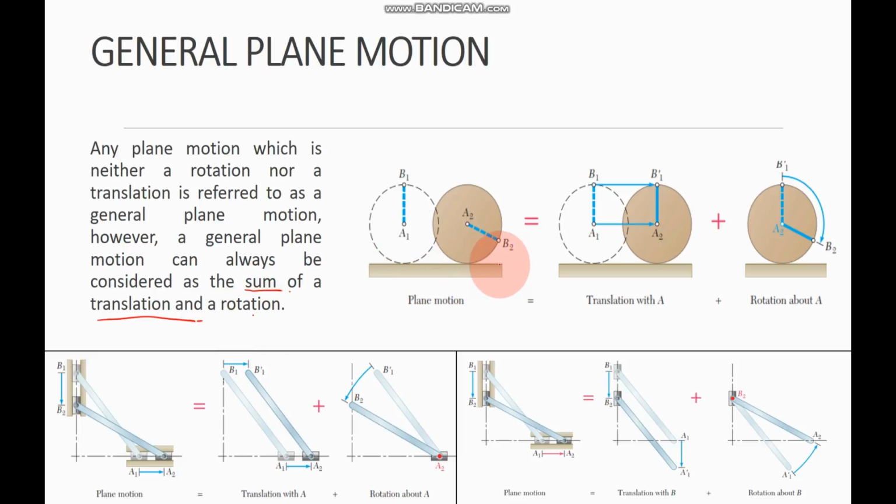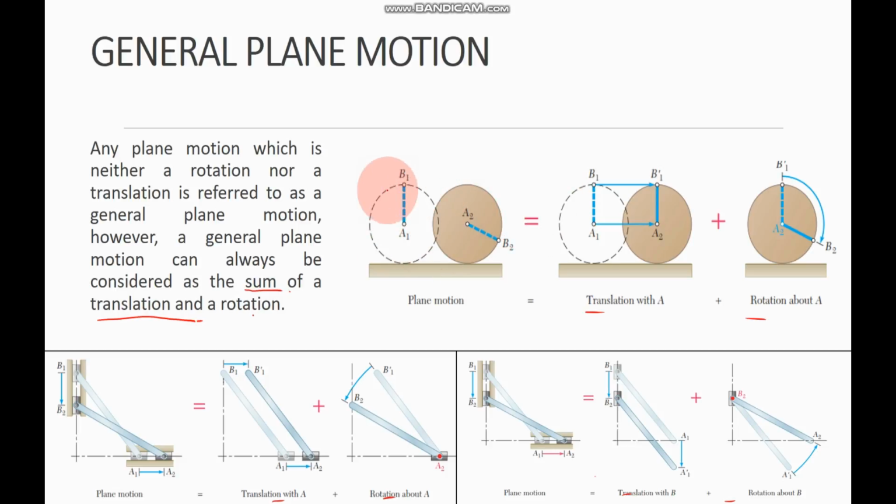General plane motion is considered as the sum of the translation and the rotation. So we have three figures here that show the sum of the translation and rotation. So we have here translation, rotation, and then translation, rotation. So let us focus first on the first diagram. So imagine that we have a wheel that is rolling on a straight track.